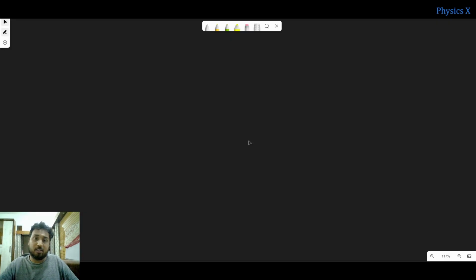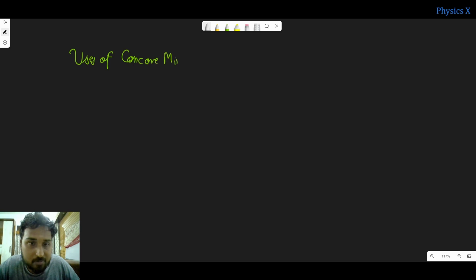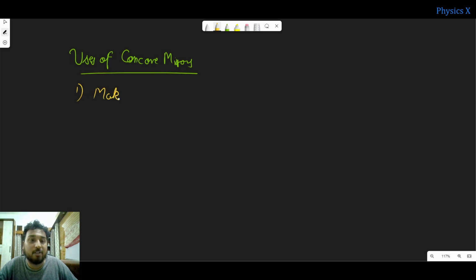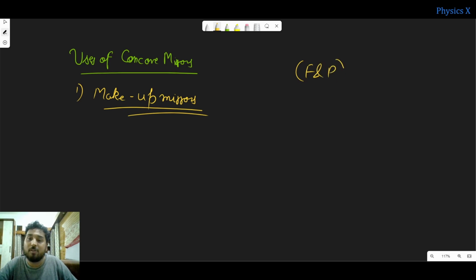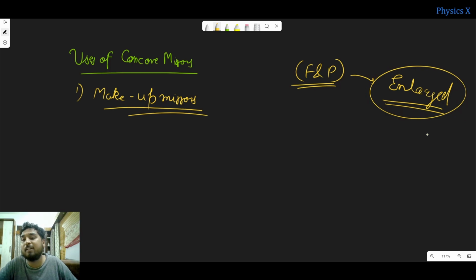Now let us see one more heading, and that is nothing but the uses of concave mirrors. So what are the uses? First of all, I told you, makeup mirrors. Yes, it is used as makeup mirrors. Why makeup mirror? Because when the object is placed between F and P, an enlarged image is formed. Although it is virtual, we don't care about the nature of the image. A virtual and erect image is formed, and that is what is required in a makeup mirror.